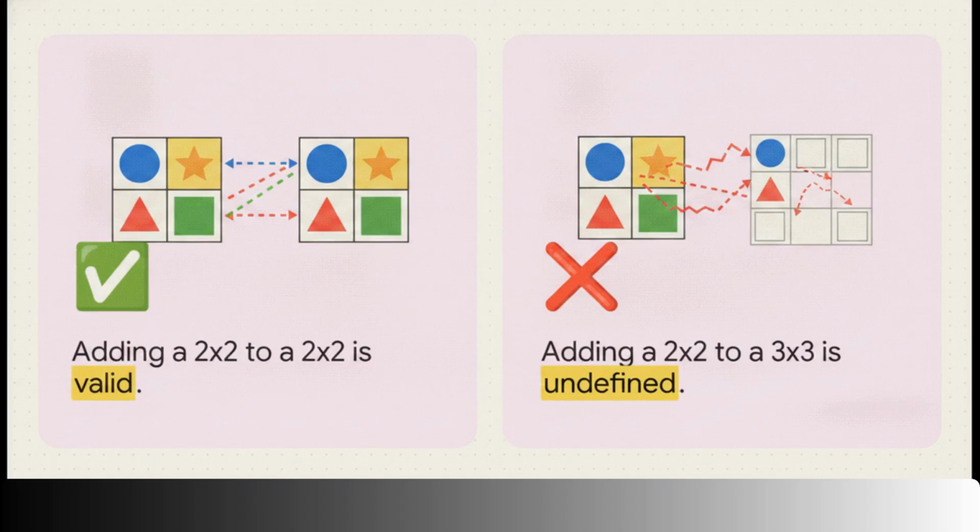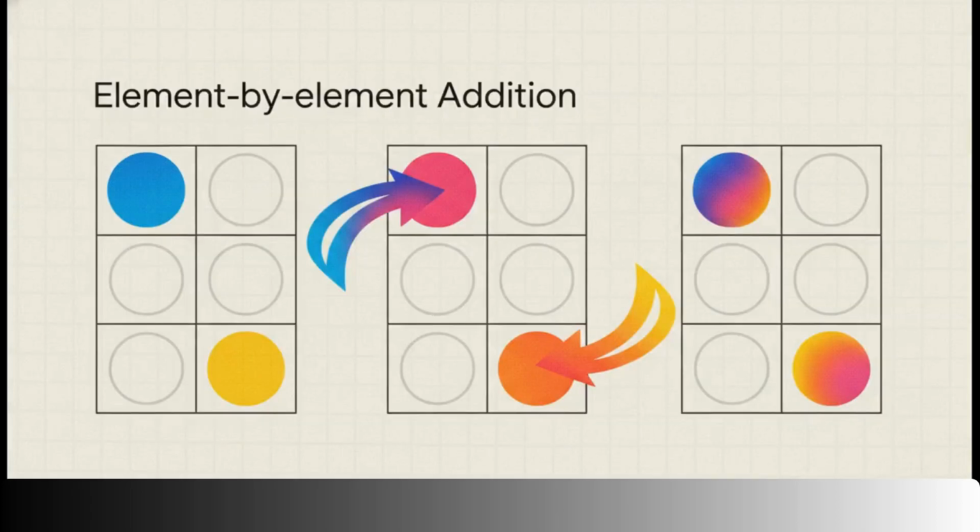Why? Well, because matrix addition is a strict partner system. It's kind of like a middle school dance, right? Nobody wants to be left standing alone without a partner. Every element in the first matrix needs a matching partner in the exact same spot in the second matrix. So if you try to add a 2 by 2 matrix to a 3 by 3 matrix, you're going to have leftover numbers with 0 partners. So always check your dimensions first.